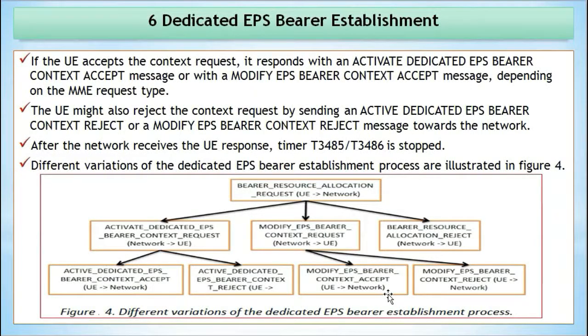Okay, and if the UE accepts the context request, it responds with an activate dedicated EPS bearer context accept message or with a modify EPS bearer context accept message depending on the MME request type. Okay, and the UE might also reject the context request by sending an activate dedicated EPS bearer context reject or a modify EPS bearer context reject message towards the network.